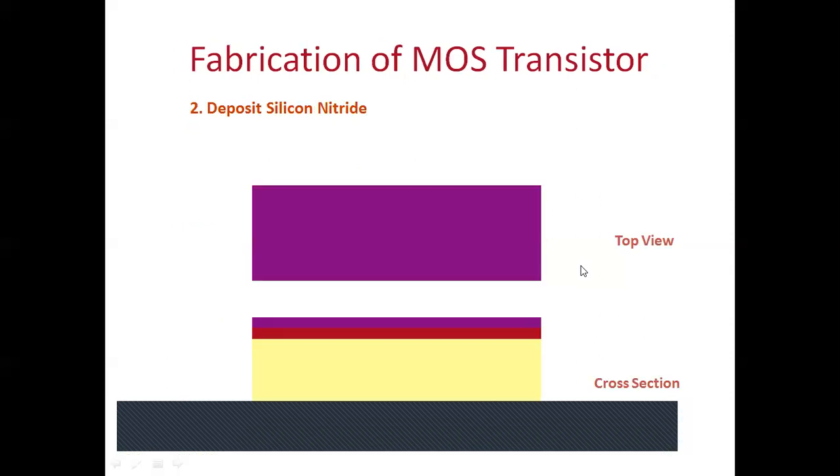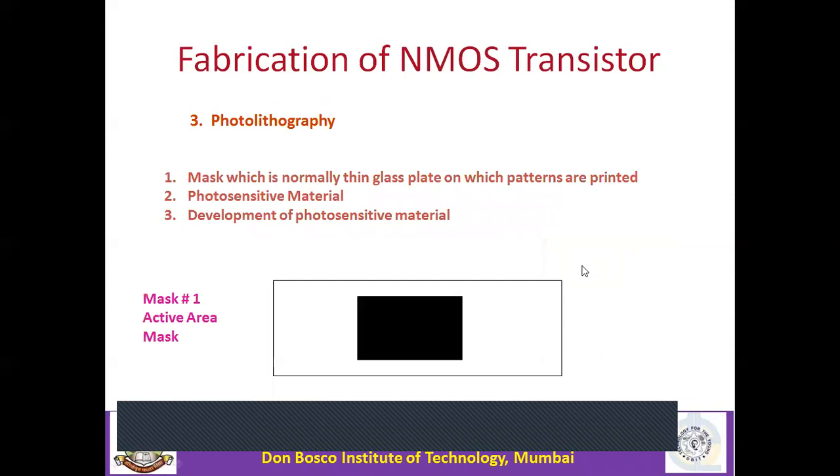Then the next step is photolithography. Because we have to fabricate a circuit or transistor in silicon, we need to perform lithography. Basically, what you want to do is printed on thin glass. Photolithography basically involves 3 steps.